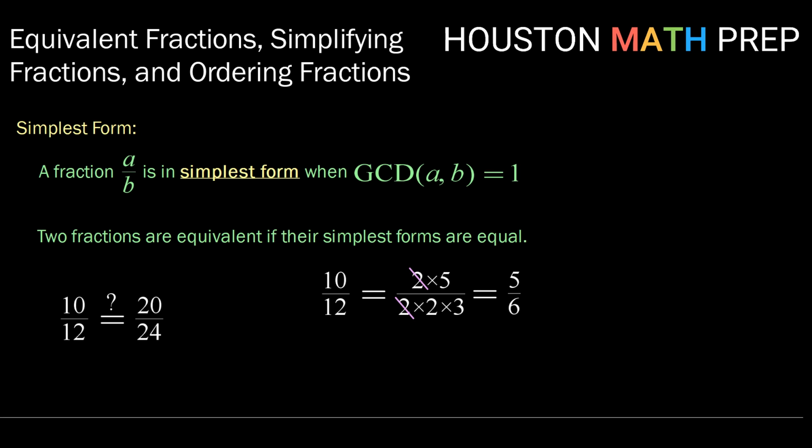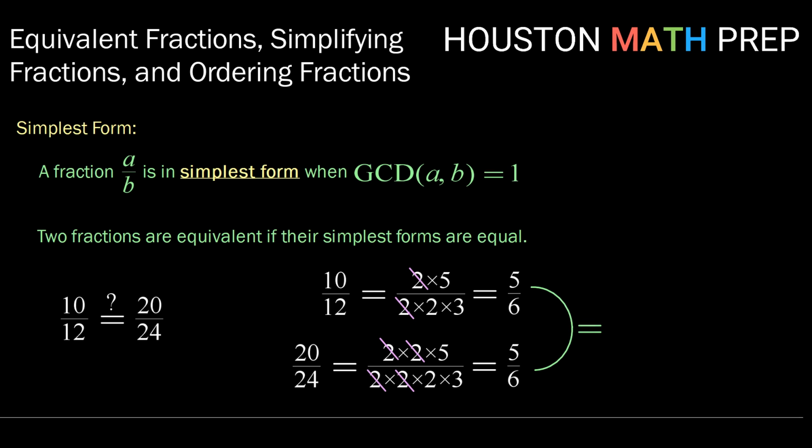Now, if we use the same procedure for 20 over 24, here are our prime factorizations, and you can notice in this case that both the numerator and the denominator each have 2 copies of 2. If we go ahead and cancel those out, we are again left with 5 over 6. Because the simplest forms for these two fractions are the same, 10/12 and 20/24 are equivalent fractions.